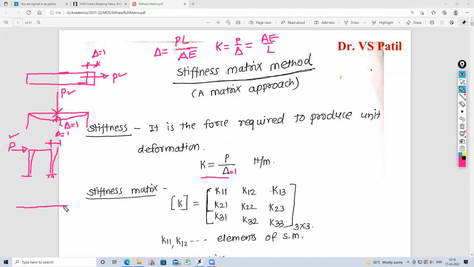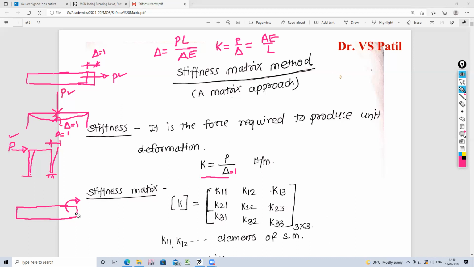And one more type is the torsional stiffness. In the case of torsional stiffness, the load applied is a twisting moment, so this particular rod is twisted. Now there will be deformation, and that deformation is measured in terms of angular deformation, that is, in terms of theta.